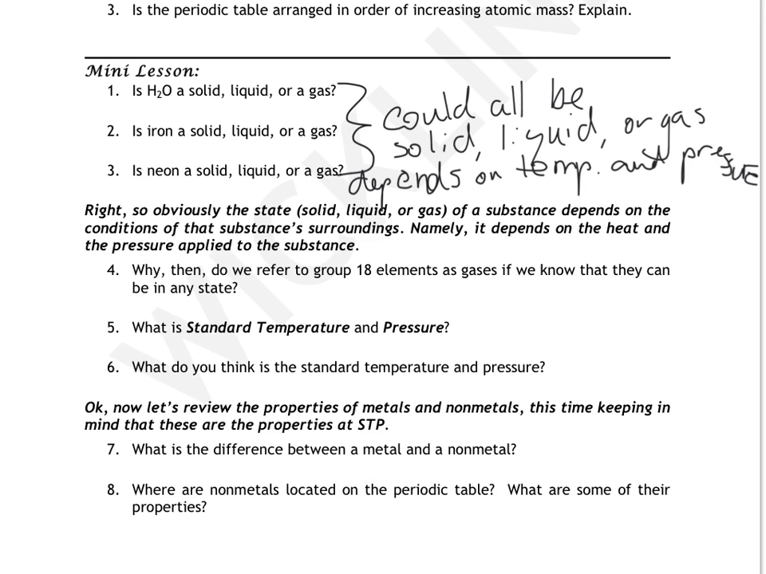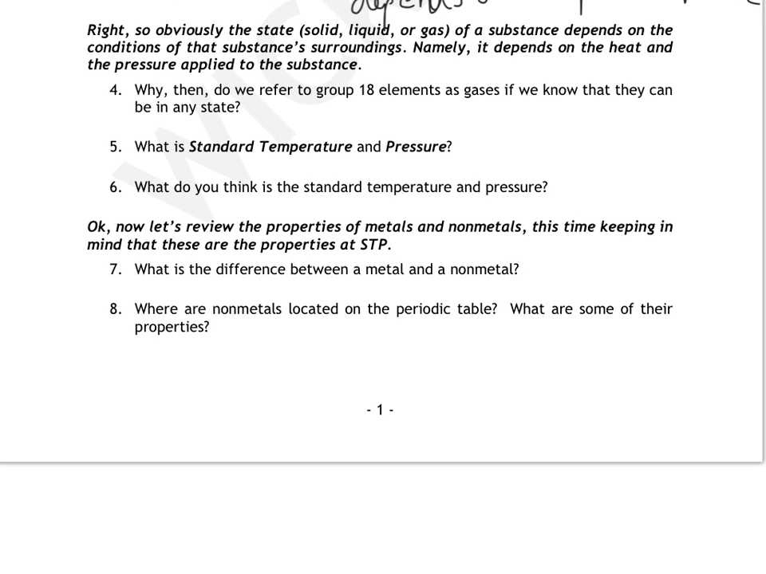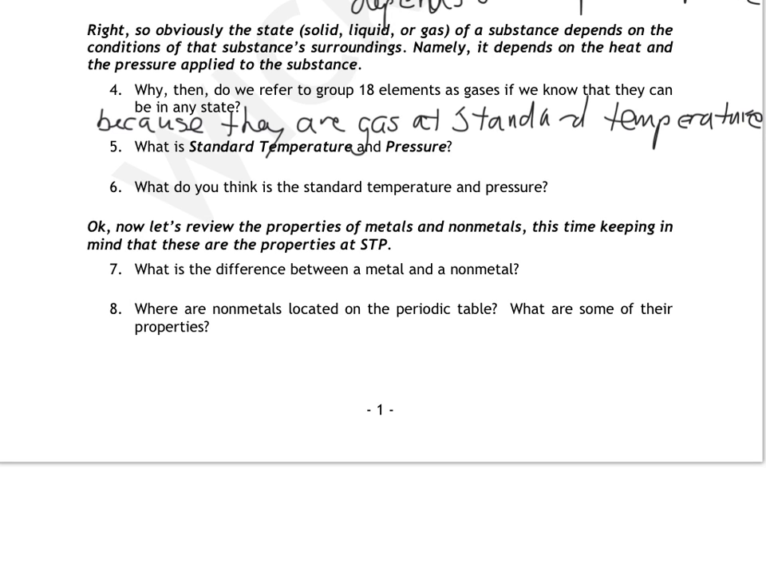So basically, whether these substances are solid, liquid, or gas depends on the substance's surroundings and the conditions of those surroundings. So heat and pressure are applied to the substance. And it is a little bit confusing because sometimes we say that group 18 elements are all gases, but why do you think we call them gases if we know that they can be in any state? Pause the video and think about that. So that's because they are gas at standard temperature.